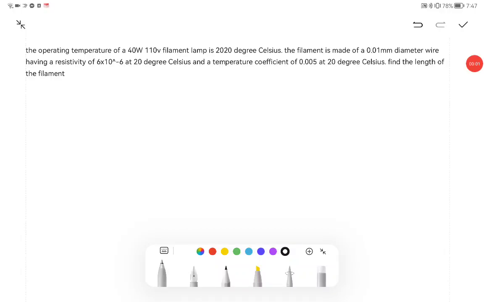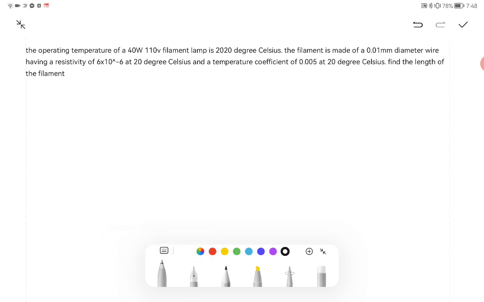The operating temperature of a 40 watts, 110 volt filament lamp is 20 degrees Celsius. The filament is made of a 0.01 millimeter diameter wire having a resistivity of 6 times 10 raised to negative 6 at 20 degrees Celsius and a temperature coefficient of 0.005 at 20 degrees Celsius. We need to find the length of the filament.